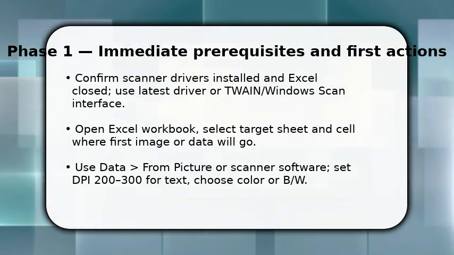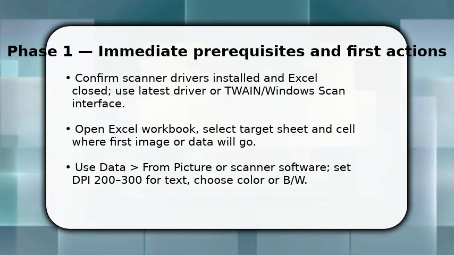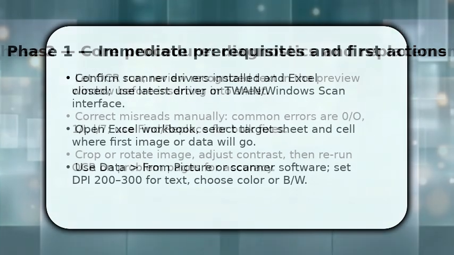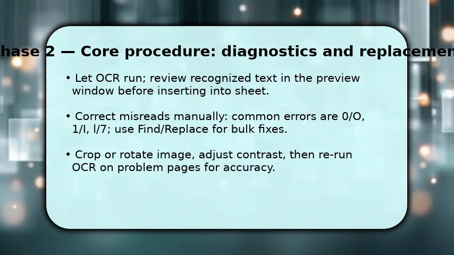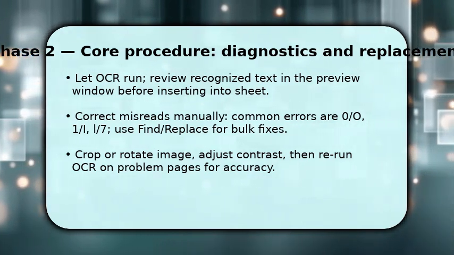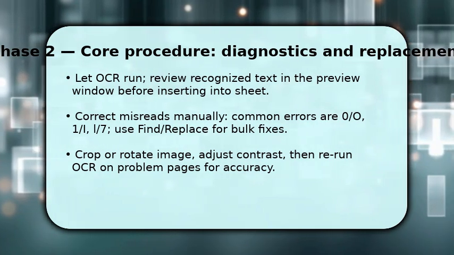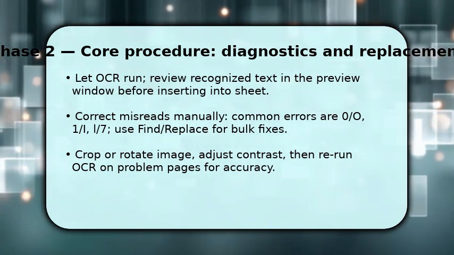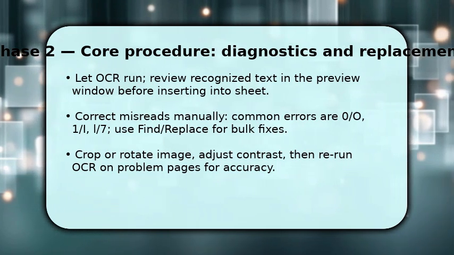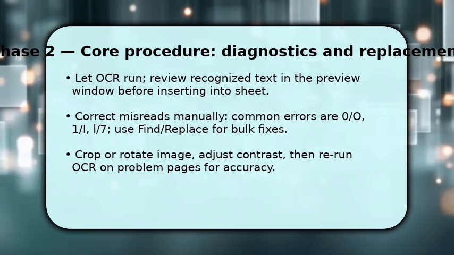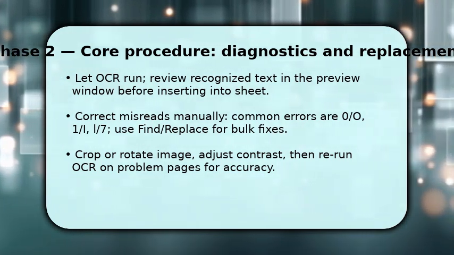Start the scan. You want clean, legible images to minimize parsing errors. Once the image is in the preview, let the OCR process run and then carefully review the recognized text. This step saves time later. If you see misreads, correct them right there. Common confusions are 0 versus capital O, 1 versus capital I, and lowercase l versus 7.